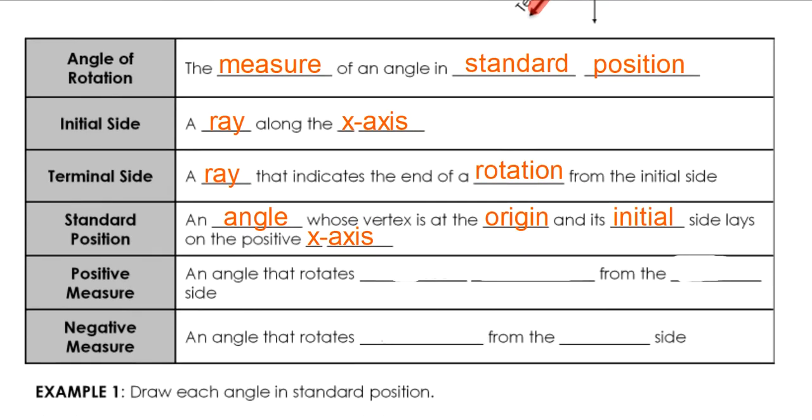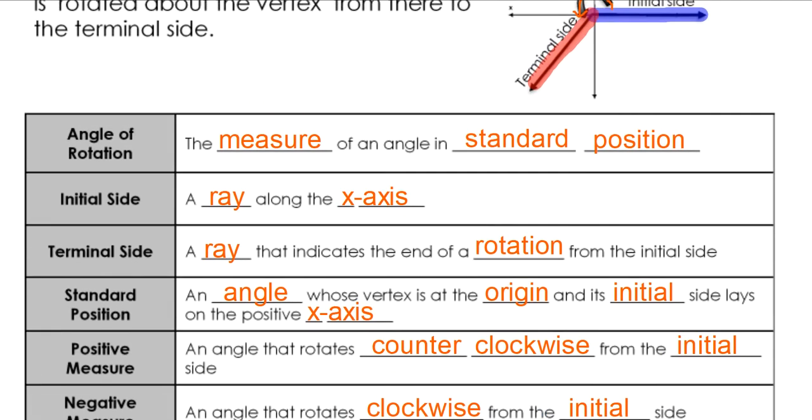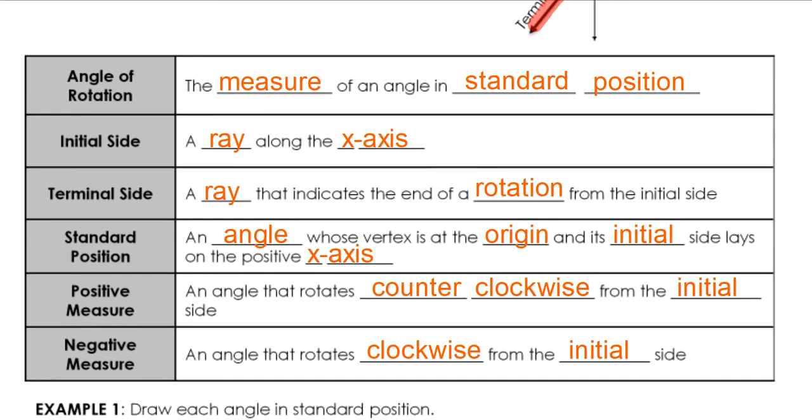These angles of rotation can have positive measures or negative measures. An angle that rotates counterclockwise from the initial side has a positive measure. And a negative measure comes from an angle that rotates clockwise from that initial side. If we look at that in the picture, the arrow that we indicated in orange there is going in the positive direction. If it was negative, it would be going from that initial side downward in the clockwise direction. So that's the vocabulary that we need to focus on there.